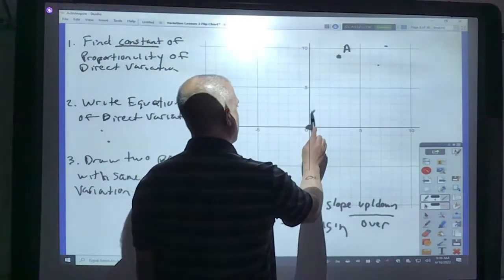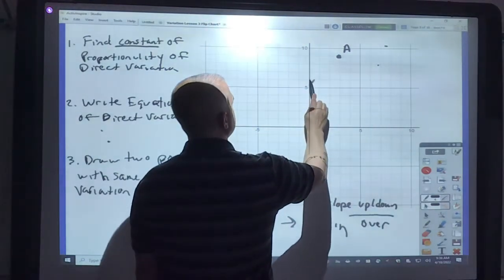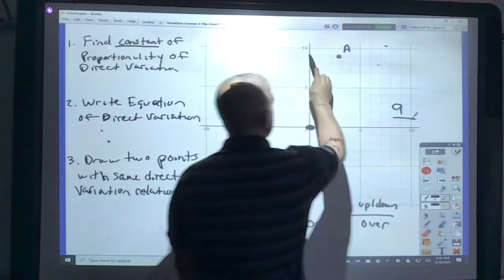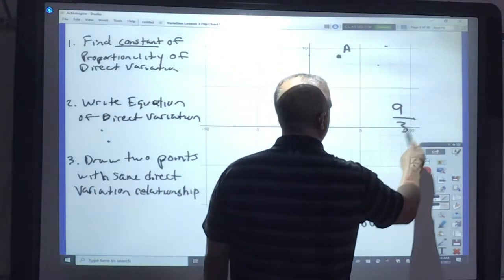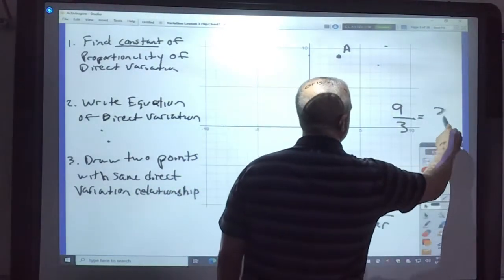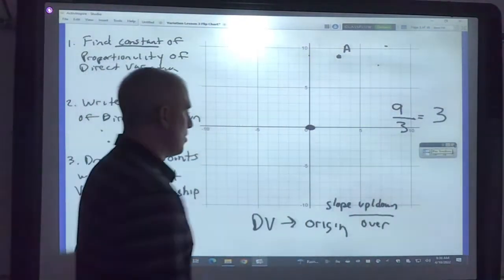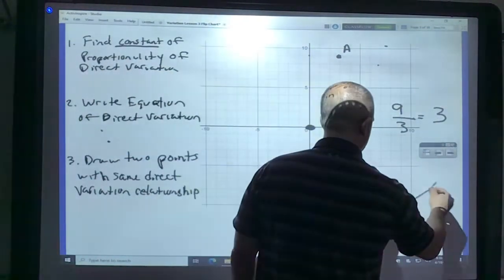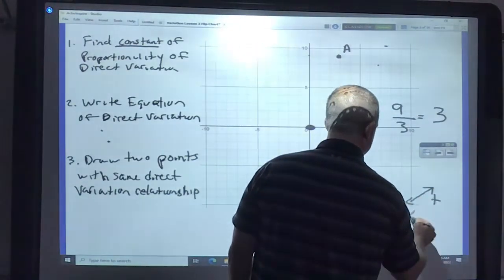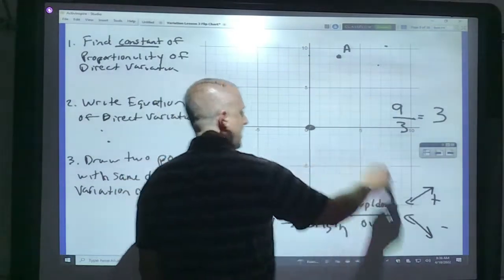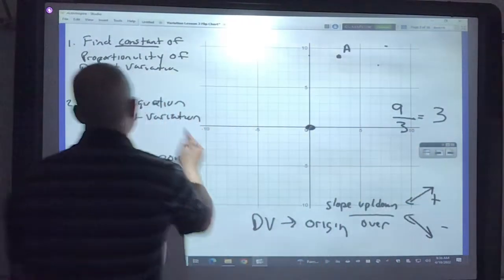So this would be 1, 2, 3, 4, 5, 6, 7, 8, 9. So I take 9 up, and 1, 2, 3 over. Now, I want to reduce that. 9 divided by 3 would just be 3. Now, the big thing you also have to do is check the slope. Remember, if the line goes like this, the slope is positive. Lines like this, it's negative. So if I connect the dots here, that line would look like that one, so that's +3.